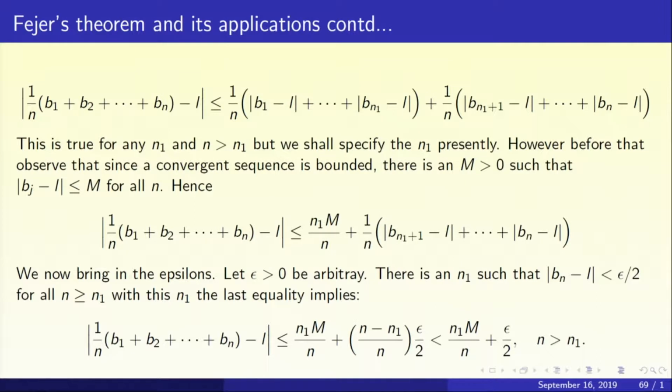The second piece, 1 upon n into mod (b_n1 plus 1 minus L) plus etc.